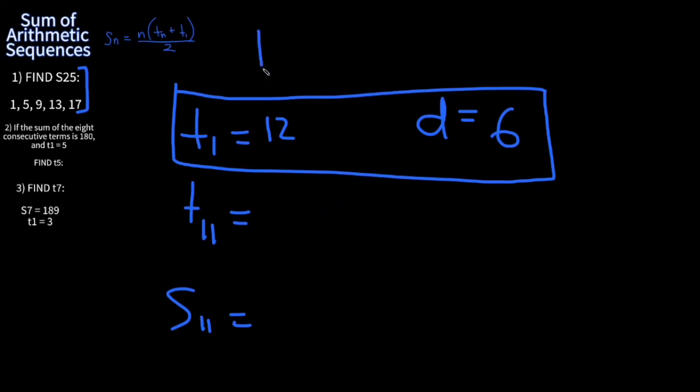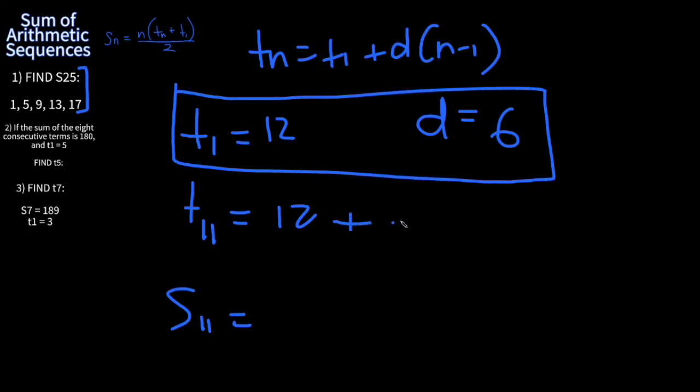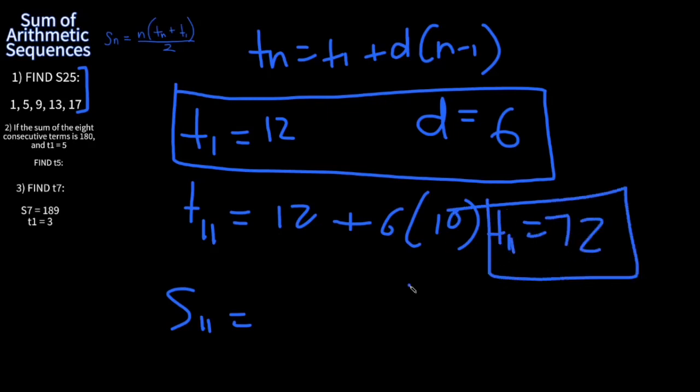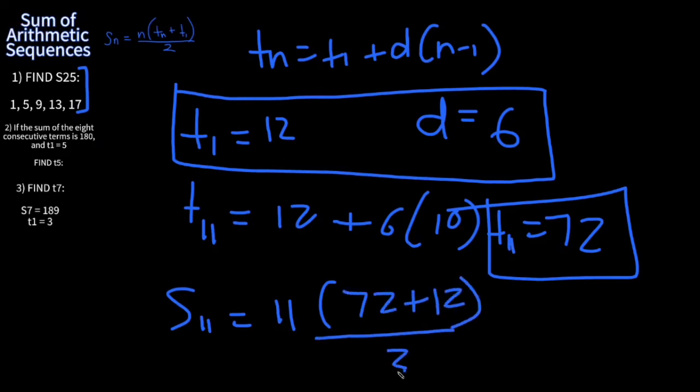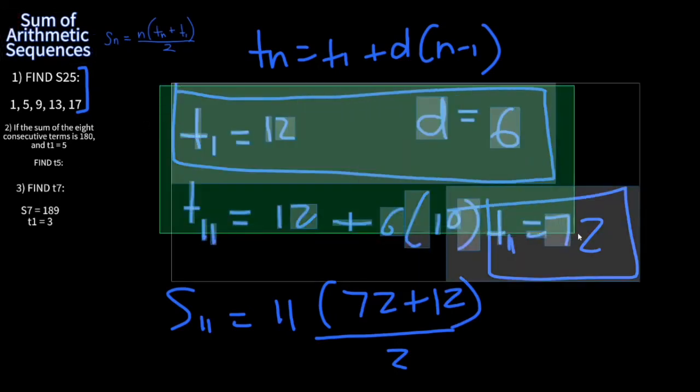So remember, using the general formula, Tn equals T1 plus D bracket n take 1, we can substitute that in. So T11 is equal to 12 plus 6, 11 take 1 is 10, so that's 60, equals 72. So T11 is equal to 72. And so we have that now. So it's just 11 on the outside, remember, n, and then T11 is 72 plus 12 over 2. Very simple.